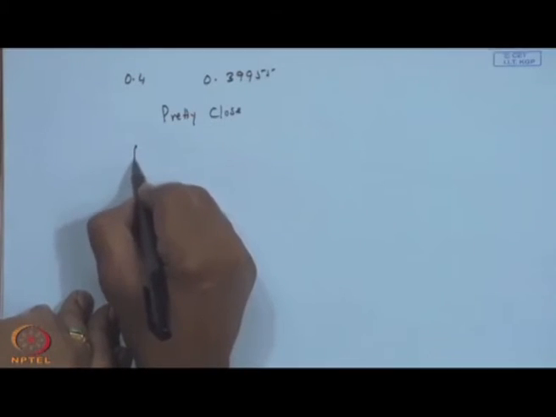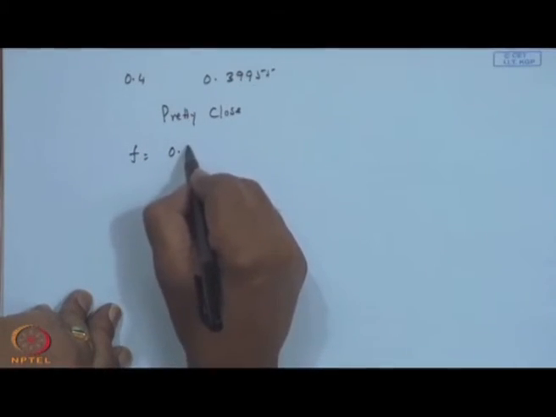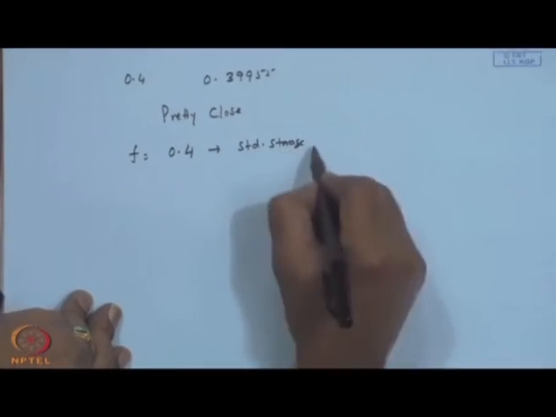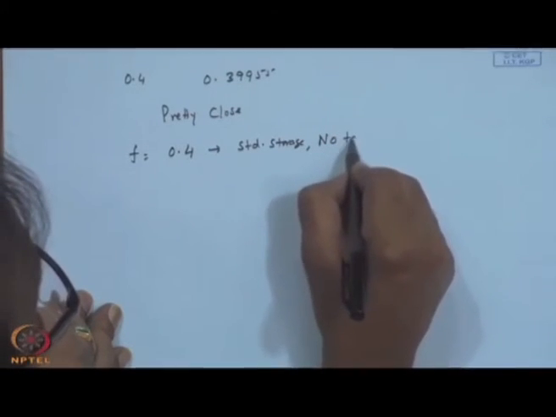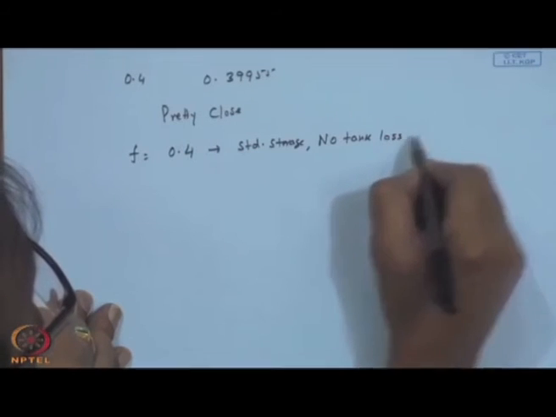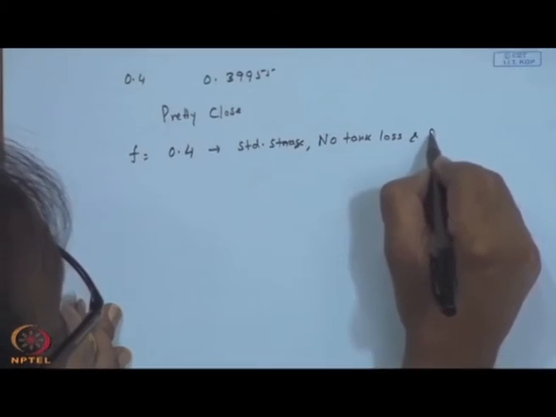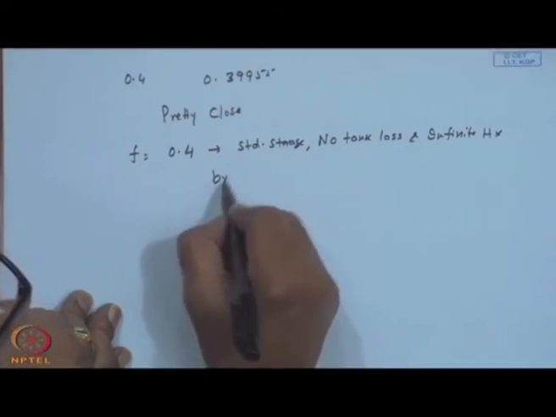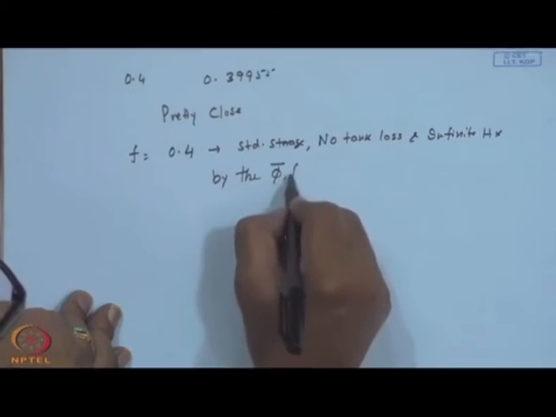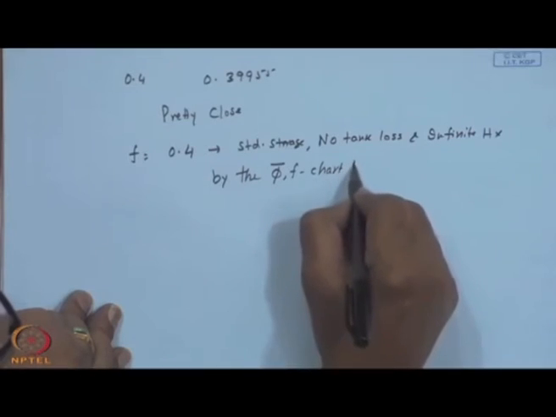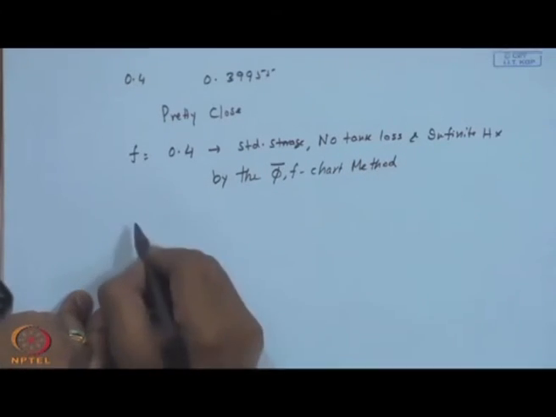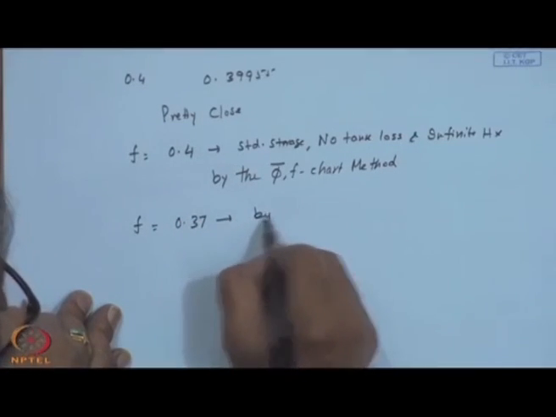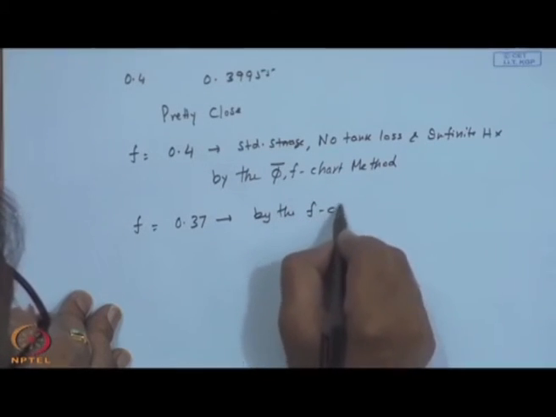So, you got f of 0.4 for standard storage, no tank loss, and infinite heat exchanger by the phi bar f chart method for the same split system. This is about 0.37 by the f chart method.